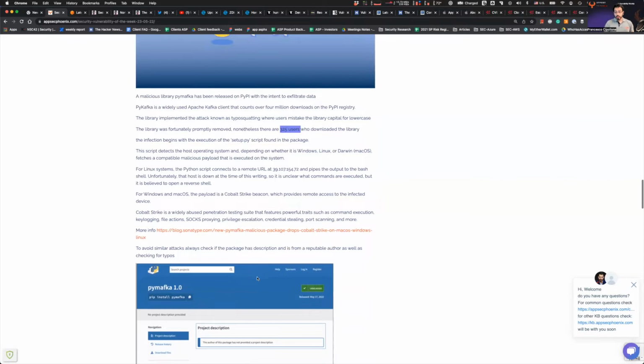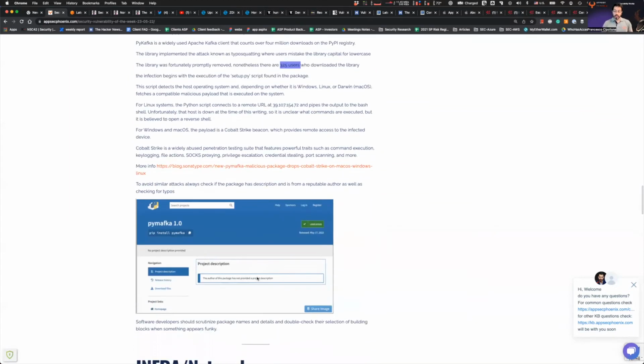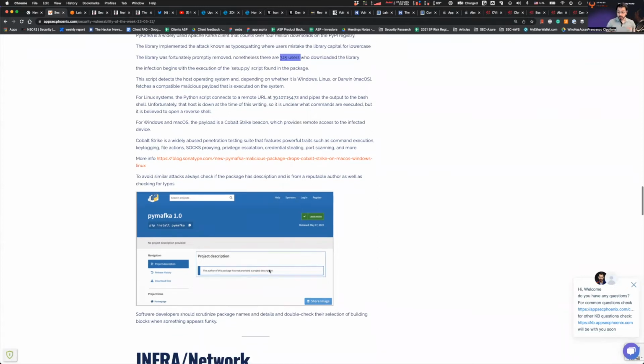Kudos to Sonatype for investigating and identifying. As a recommendation, like everybody mentioned, before installing a library, check the code, verify that it's from a reputable source, double check the name, and check the description. 9 times out of 10, the description is empty because the attacker wants to leverage the misattention of the user to not see and not identify it.